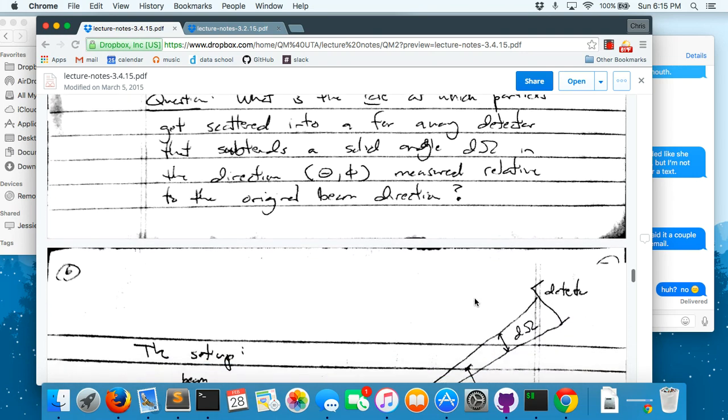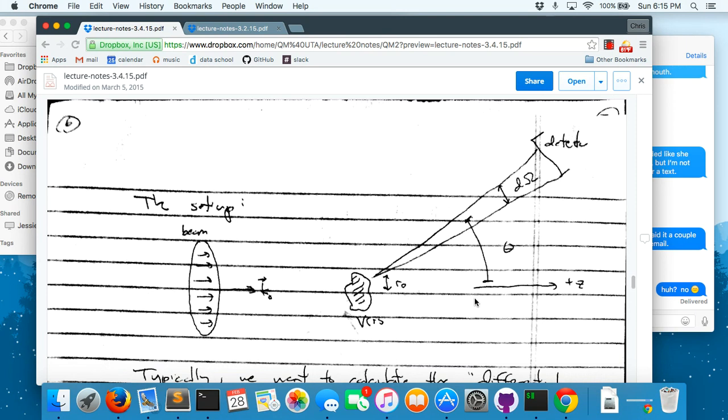That's a big mouthful. Okay, so let's go back to this picture. Basically what we're trying to do is compute the probability, or the rate, at which particles shot down this beam pipe in the form of this beam will scatter off of this potential and hit this detector, which is at some direction measured in spherical coordinates by theta and phi, the azimuthal angle that's not shown here, right?